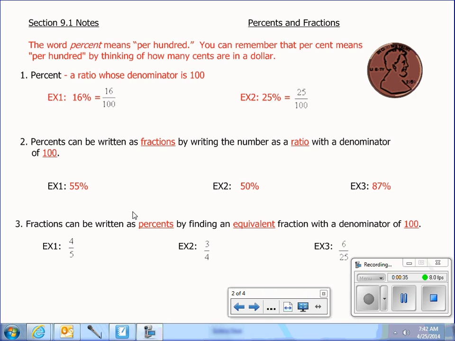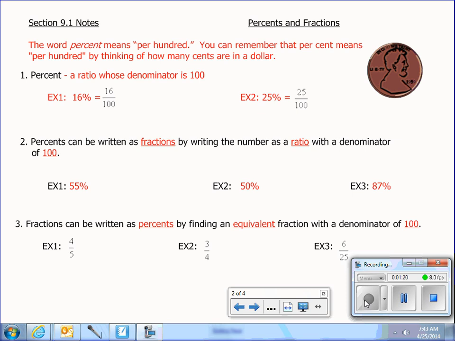The word percent means per 100. You can remember that percent means per 100 by thinking of how many cents there are in a dollar. So, percent is a ratio whose denominator is 100. For example, 16% in a fraction is 16 over 100. In example 2, 25% is 25 over 100. And number 2, percents can be written as fractions by writing the number as a ratio with the denominator over 100. So again, think of percent as whatever number over 100.